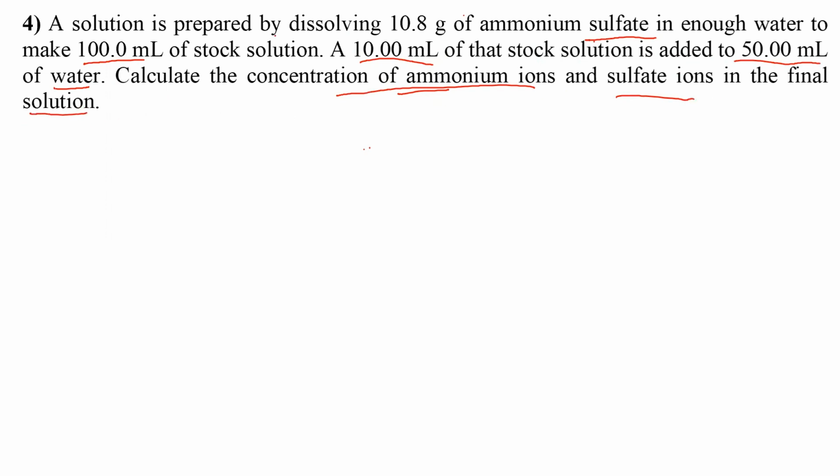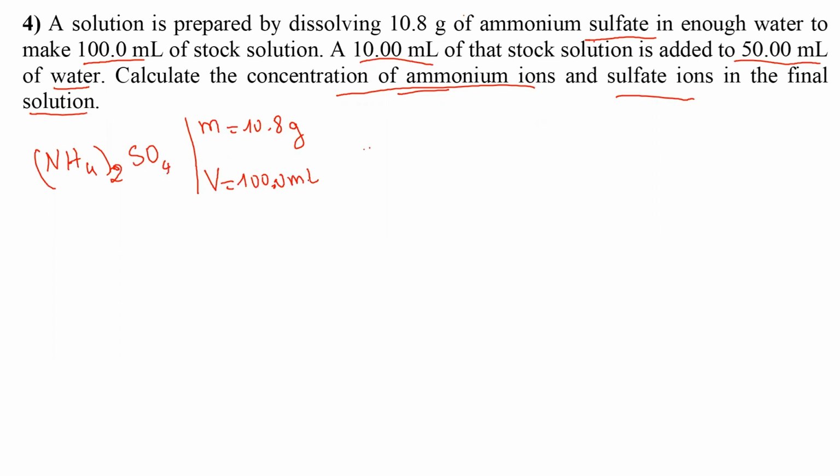Okay, so we have a solution that is prepared by dissolving ammonium sulfate. So what is the formula for ammonium sulfate? Ammonium, NH4, 2 times sulfate, SO4. So how did we prepare this solution? By dissolving a mass M, 10.8 gram, in enough water to get a 100.0 ml stock solution.